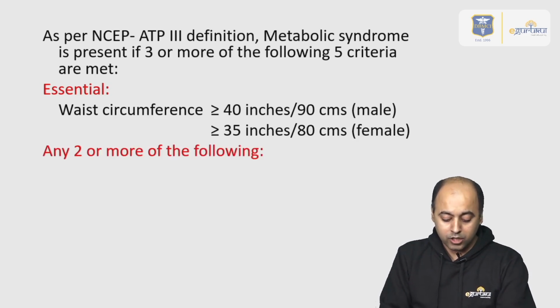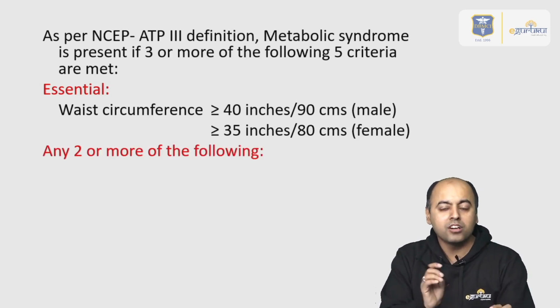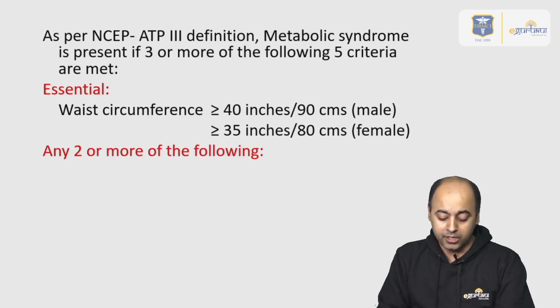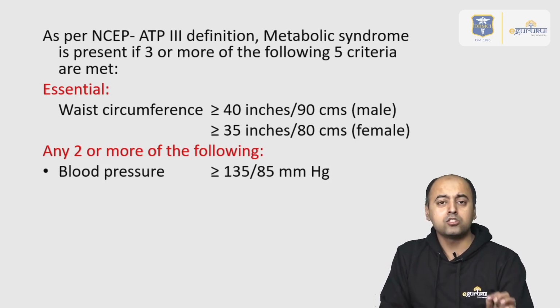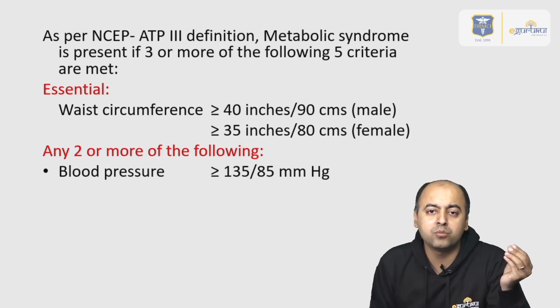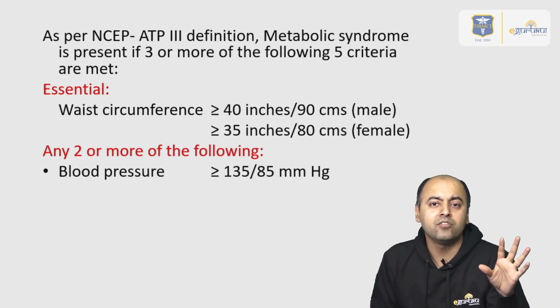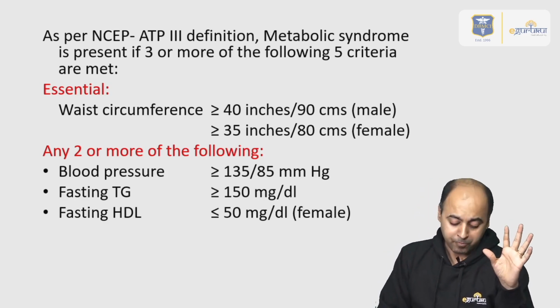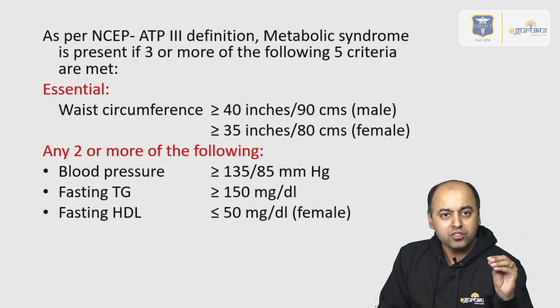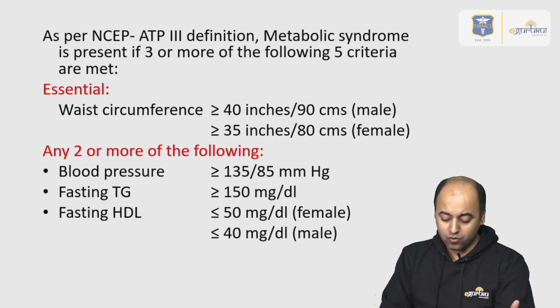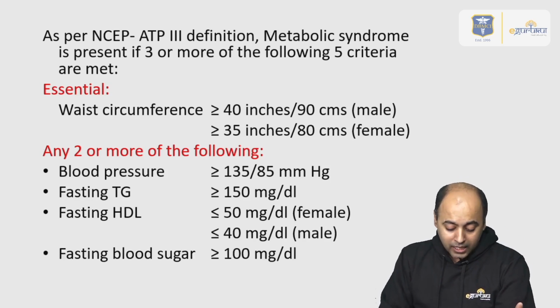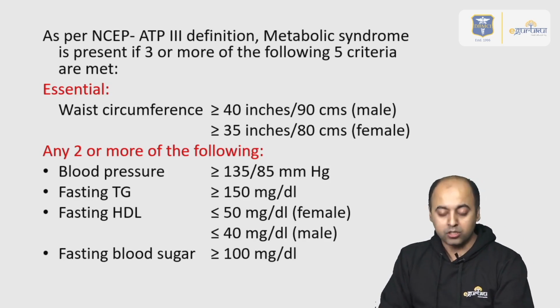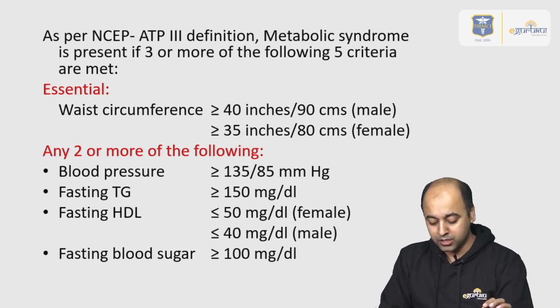Now, 2 or more among 4 different criteria should be there. Blood pressure, systolic more than or equal to 135 millimeter of mercury, diastolic more than or equal to 85 millimeter of mercury. The fasting triglyceride more than or equal to 150 milligram per deciliter. The fasting HDL in case of female less than 50 milligram per deciliter. In case of male, the value is less, that is 40 milligram per deciliter. And lastly, the fasting blood sugar more than or equal to 100 milligram per deciliter.